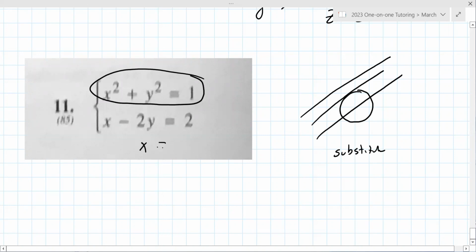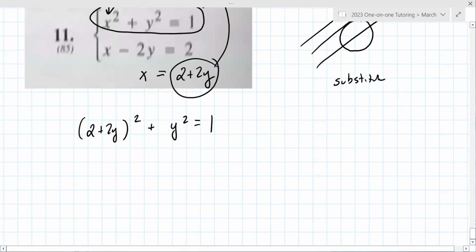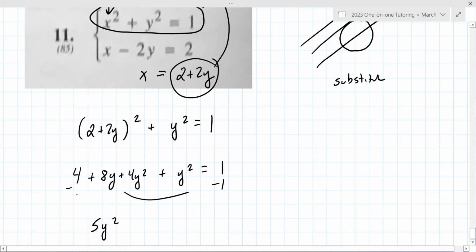So we're going to solve that second equation for x. X is 2 plus 2y. That's going to go into this one right here: 2 plus 2y squared plus y squared equals 1. You're going to want to expand this binomial. So it ends up being 4 plus 8y plus 4y squared plus y squared equals 1. Okay, so we combine like terms here: 5y squared plus 8y plus 3 equals 0.